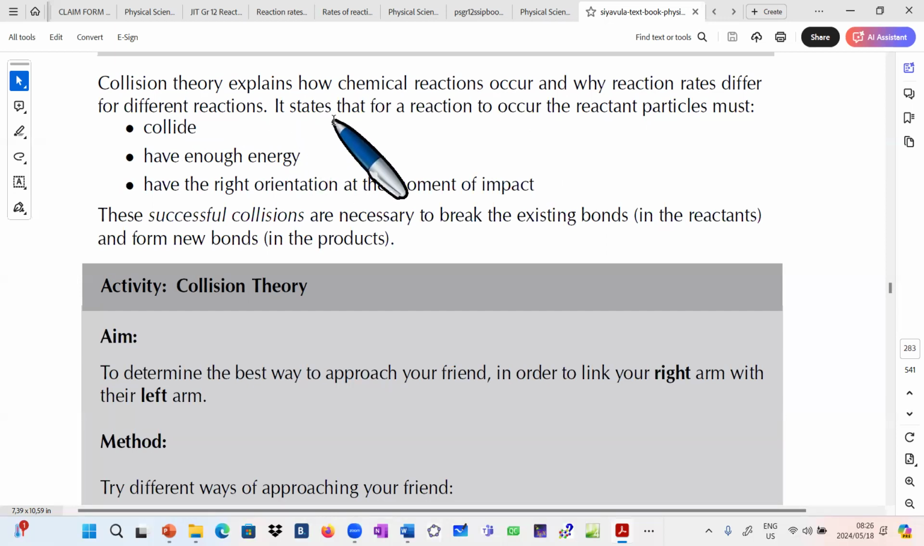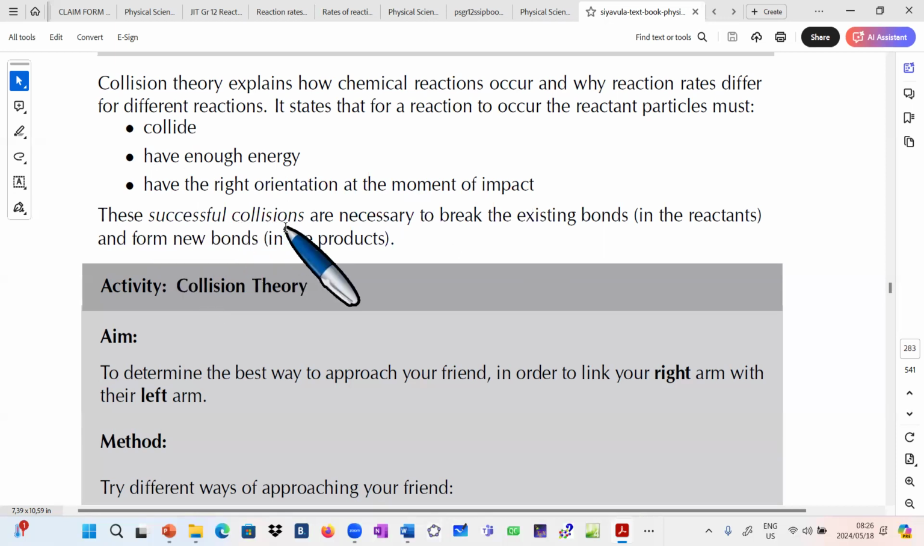It states that for a reaction to occur, the reactant particles must collide, have enough energy, and have the right orientation at the moment of impact. So there are three things that collision theory embodies. Collision theory states that for a reaction to occur, the reactant particles must collide, they must have enough energy, and they must have the right orientation at the moment of impact.